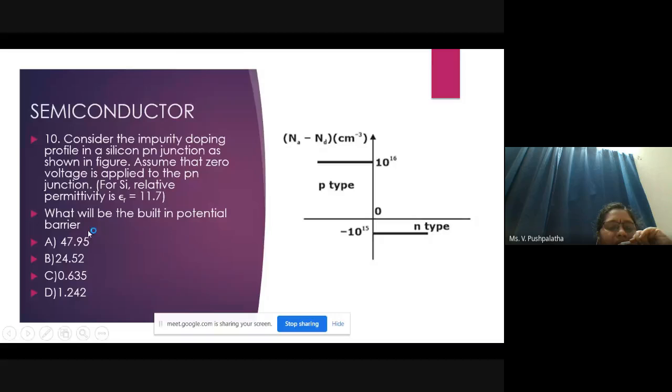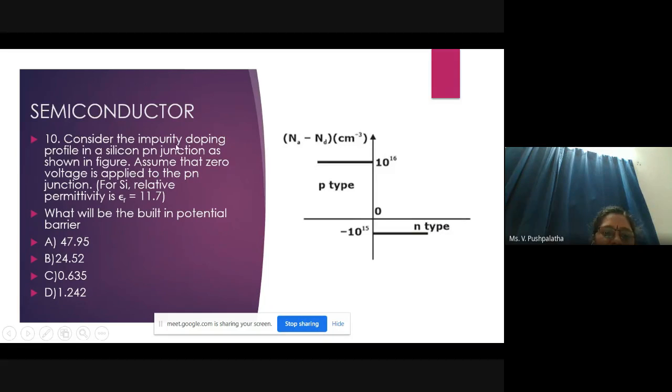They have given the options as 47.95, 24.52, 0.635, 1.242. I always insist that you have to see the question carefully. First, you go for the guessing option, then you start calculating it. Now, I will tell you the clue.